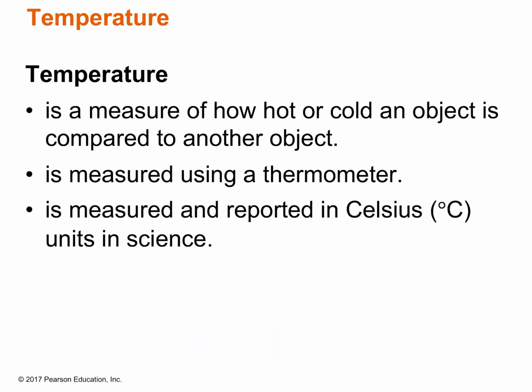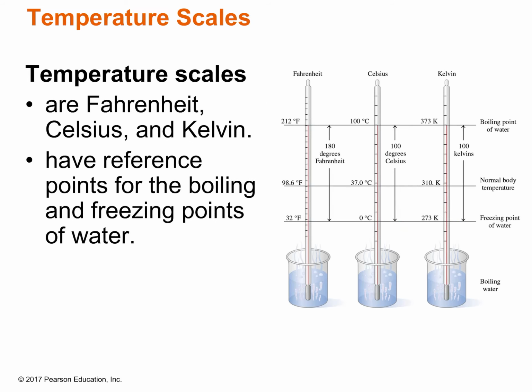So temperature, just in general, is a measure of how hot or cold an object is compared to another object. We measure it using a thermometer, and in science, we will report it in terms of Celsius. And pretty much, elsewhere in the world, they use Celsius too. I studied abroad in London, and the temperature every day was in Celsius, so I needed to figure out how to quickly figure out what that really meant in Fahrenheit, because that's what I was familiar with. But science uses Celsius. So we have 3 temperature scales: Fahrenheit, Celsius, and Kelvin.